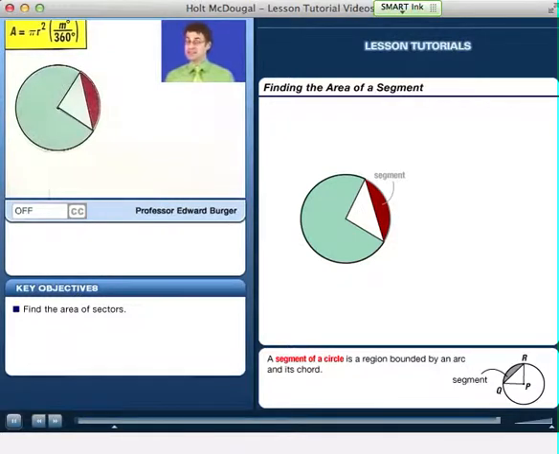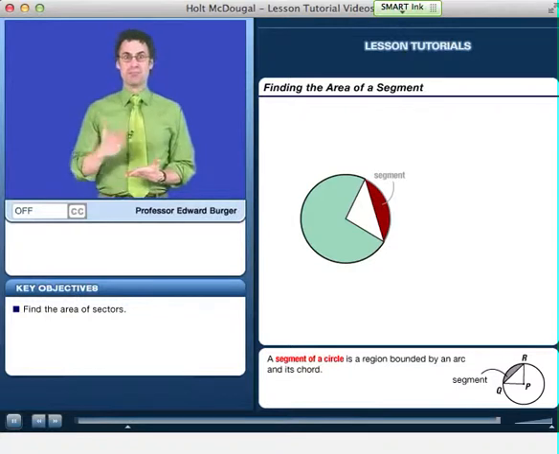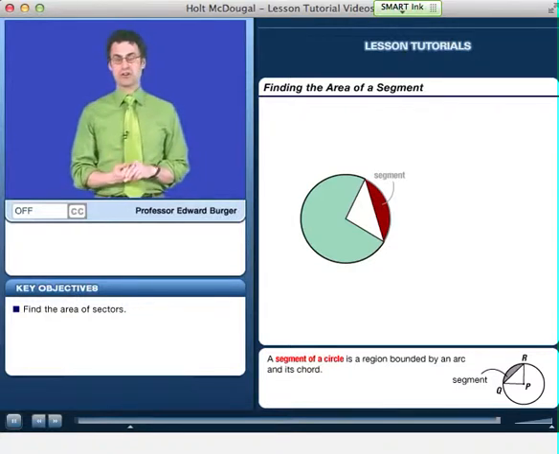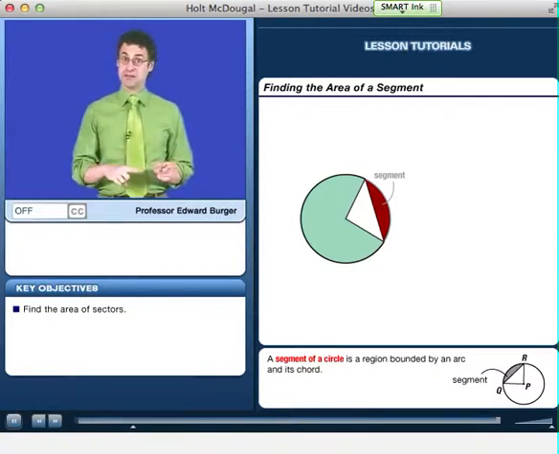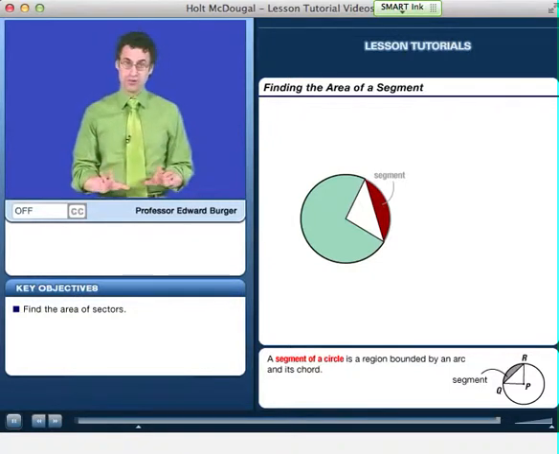Now, it's easy to get confused between a segment and a sector. So I'm going to share with you something that I learned a long, long time ago when I was in high school taking geometry. My geometry teacher told a great way of remembering the difference between a segment and a sector, and it stayed with me for like a million years. Okay, I'm not a million years old, but pretty close. And here's what she said.